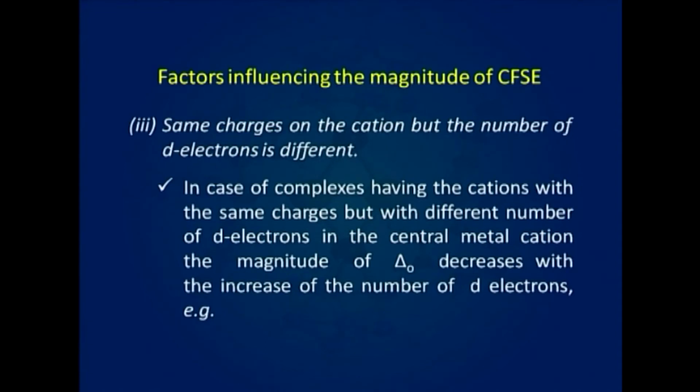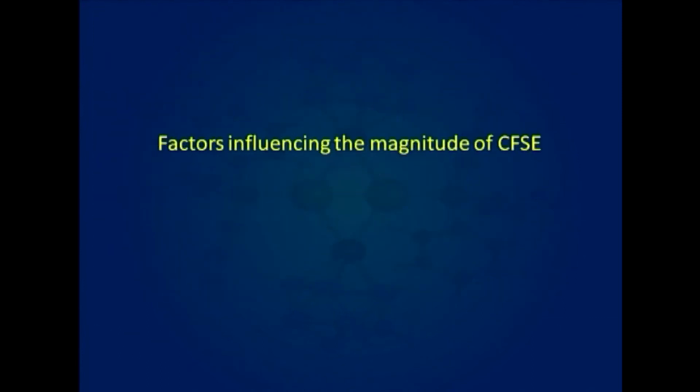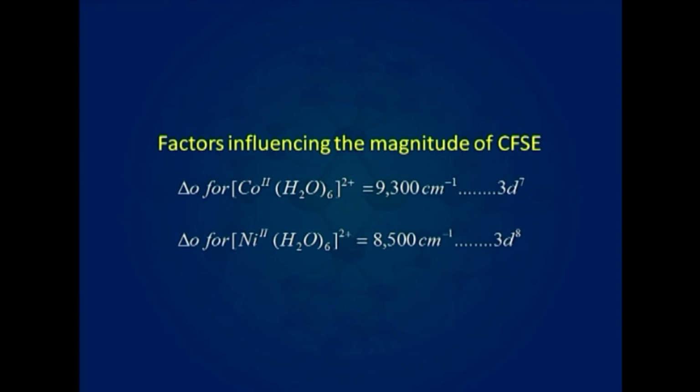In case of complexes having the cations with the same charges but with different number of d electrons in the central metal cation, the magnitude of delta O decreases with the increase of the number of d electrons. For example, you can see the delta O value is greater for cobalt 2+ than for nickel 2+. Cobalt 2+ is a 3d7 system and nickel 2+ is a 3d8 system. Both the metals have the same charges.